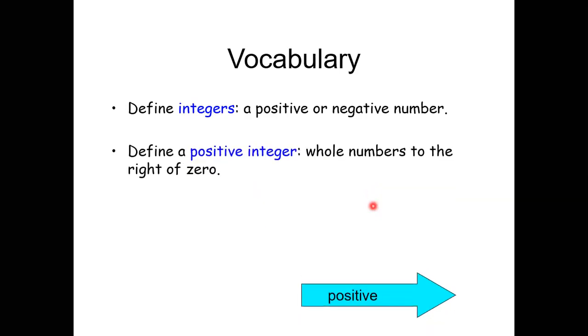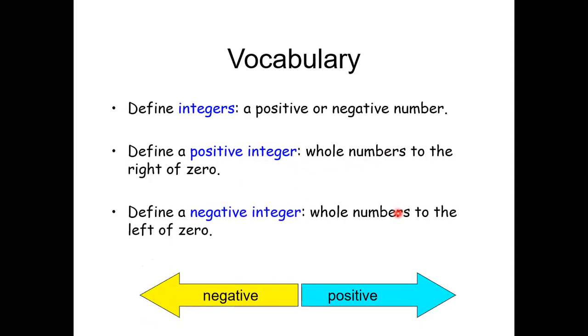Next, we can revise some important vocabulary related to this topic. Define integers. Integers means a positive or negative number. Second, define a positive integer. Positive integer means whole numbers to the right of 0. Next, define a negative integer. Whole numbers to the left of 0 are called negative integers.